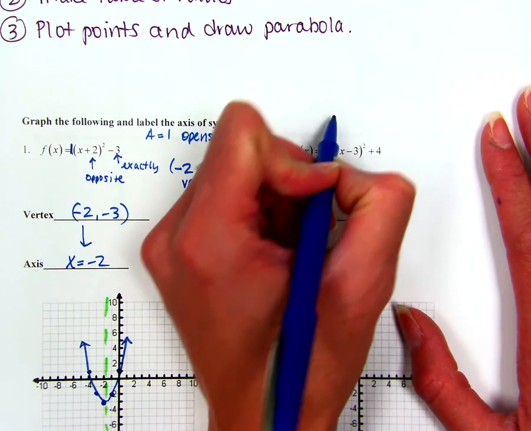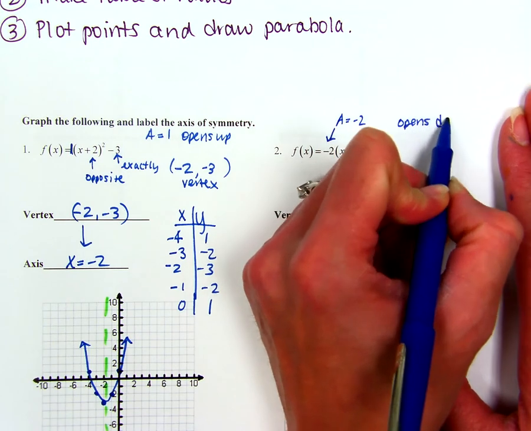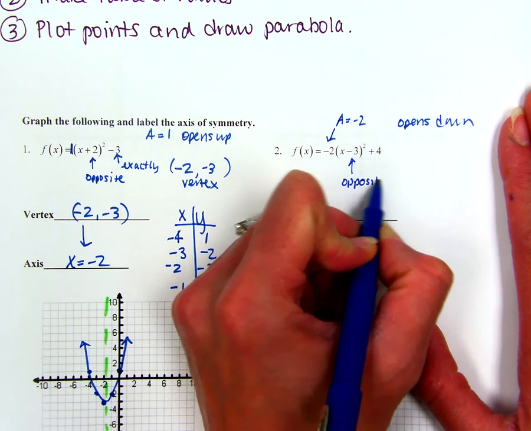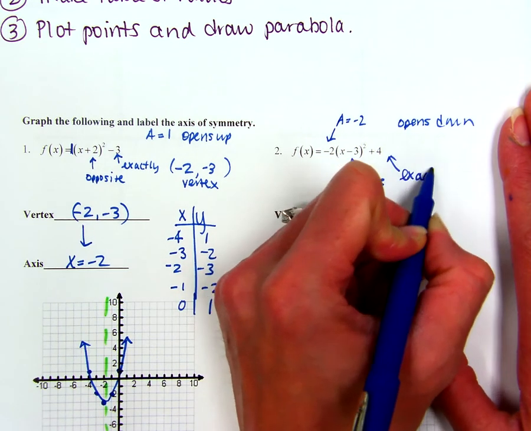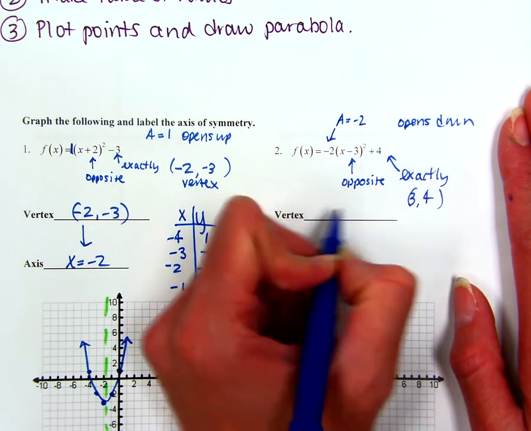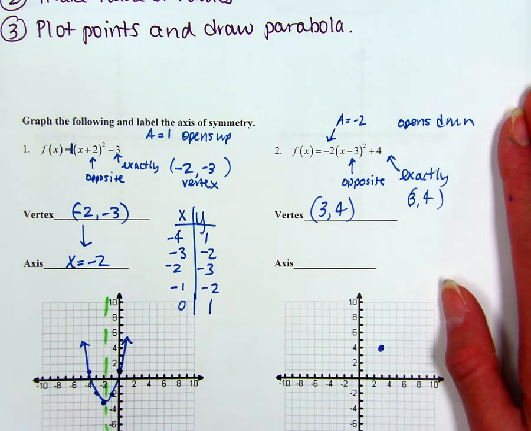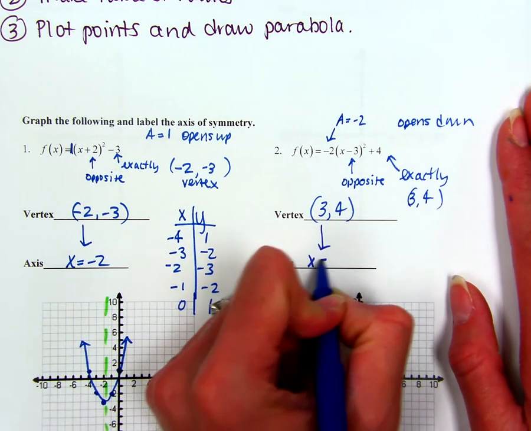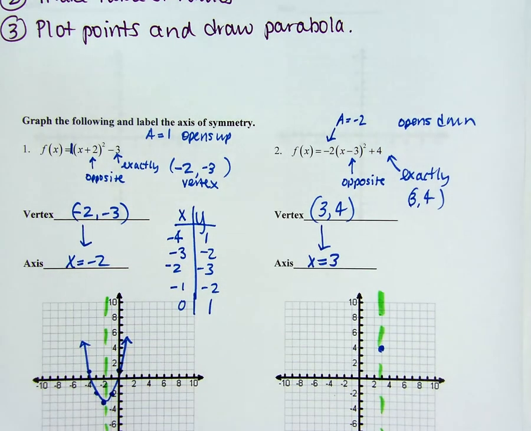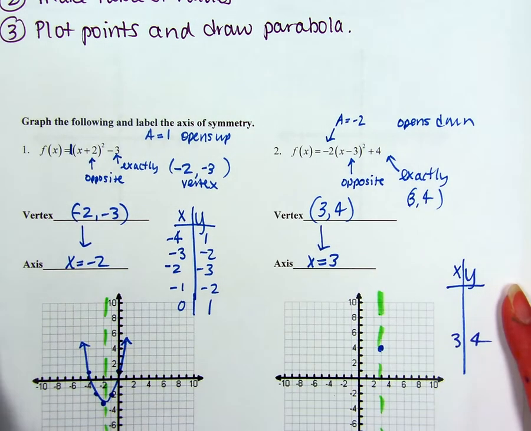So this number tells me my A, which is negative 2. That tells me that this should open down. Alright, then I'm going to look at the opposite of this value and exactly what that value says. So opposite of that is positive 3 and 4. So 3, 4 is my vertex. And then my x coordinate is x equals 3. That tells me my vertical line that goes through my parabola. Alright, and then I'm going to make a table of values. I know that 3, 4 should be in there.